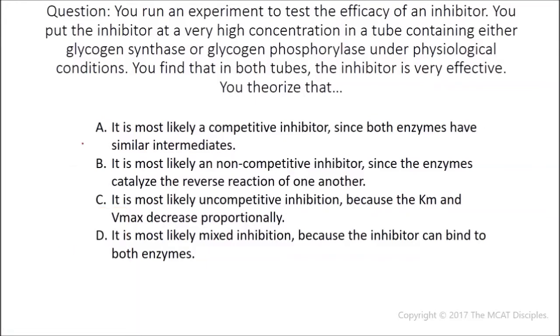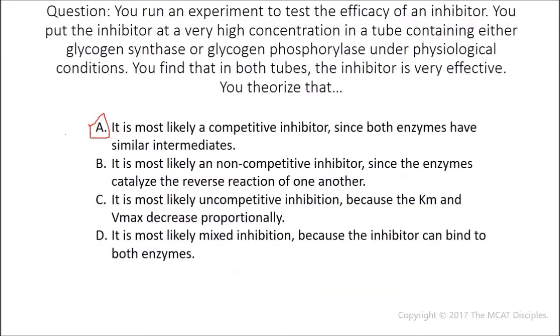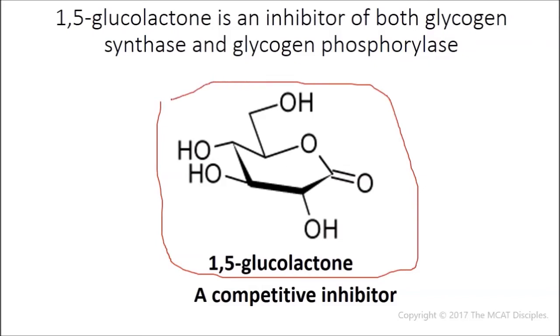Turns out it is A. The answer is A. And it is a competitive inhibitor, and the reason why I say that is because the inhibitor is effective in both solutions. And remember, the oxocarbenium-ion intermediate is found within glycogen phosphorylase and glycogen synthase. So a competitive inhibitor would inhibit both of those very effectively. So 1,5-gluconolactone is an example of an inhibitor of glycogen phosphorylase and glycogen synthase.